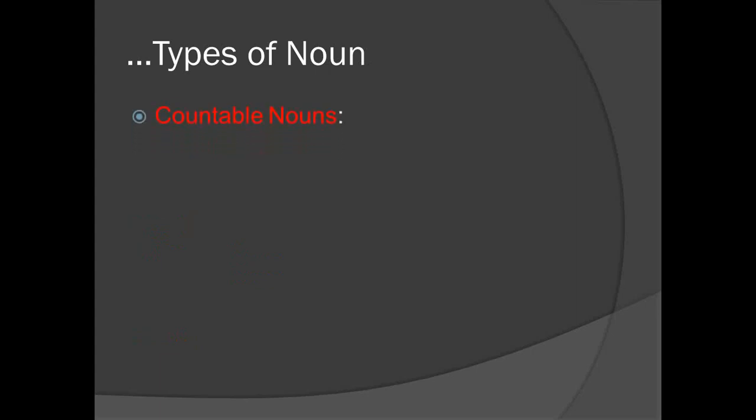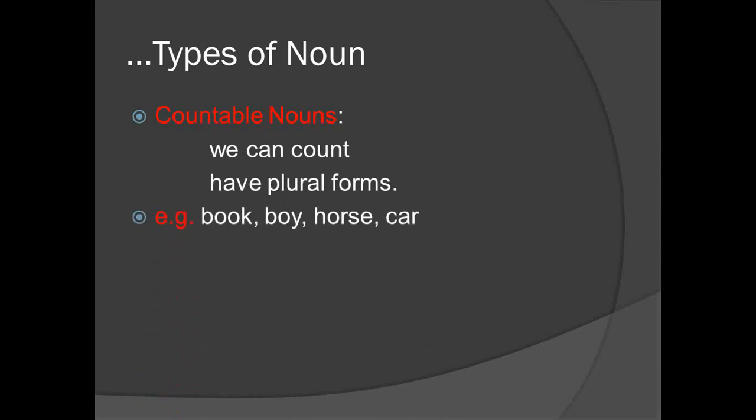Moving on, we have countable nouns. Countable nouns are the names of something we can count. They have plural forms, like book, boy, horse, and car. All of these are countable and they have plural forms as well.